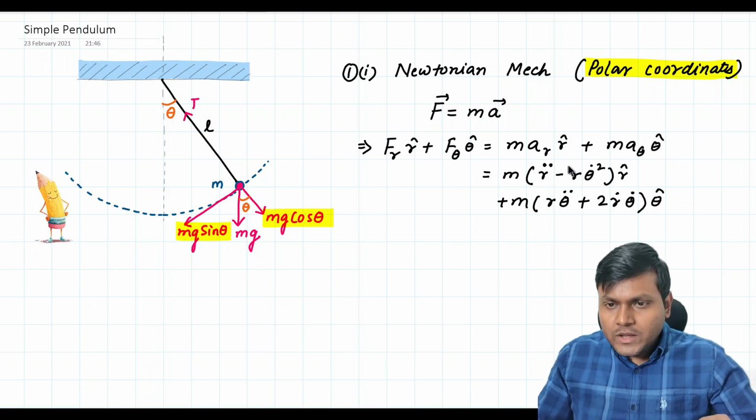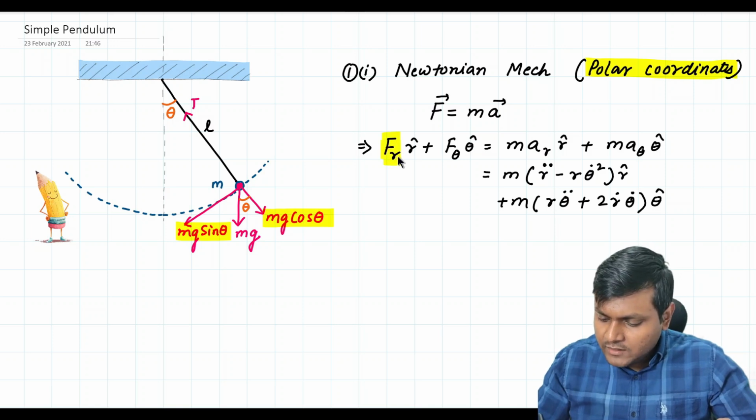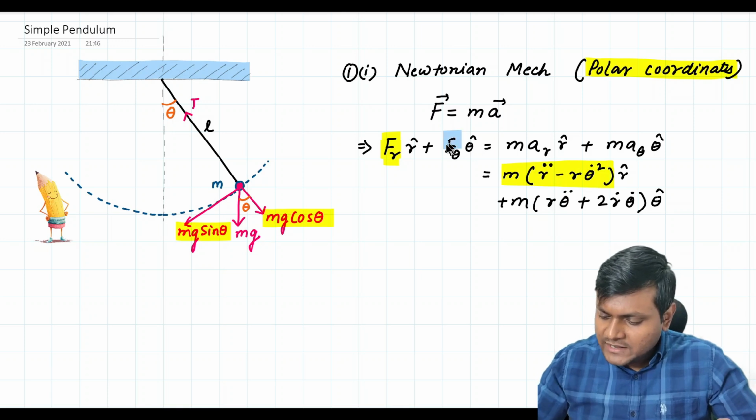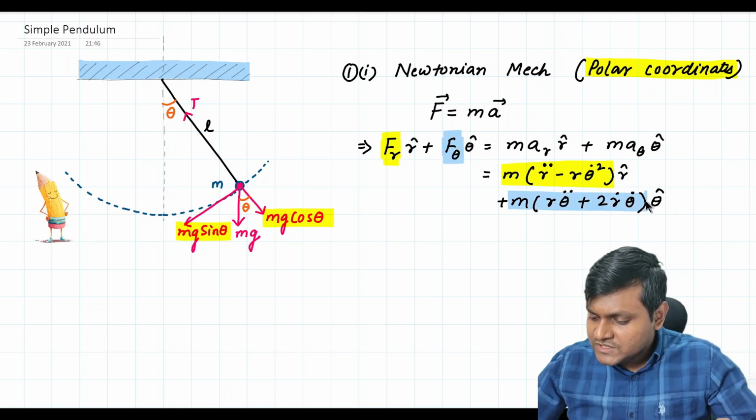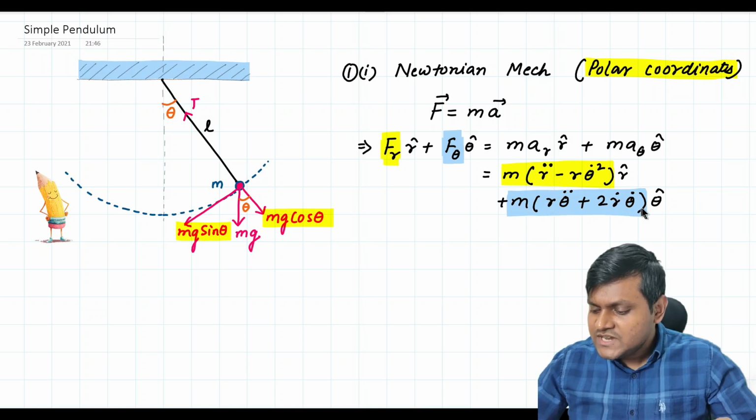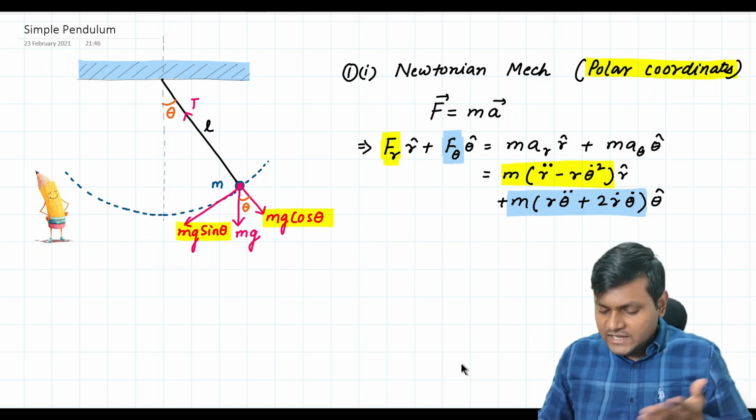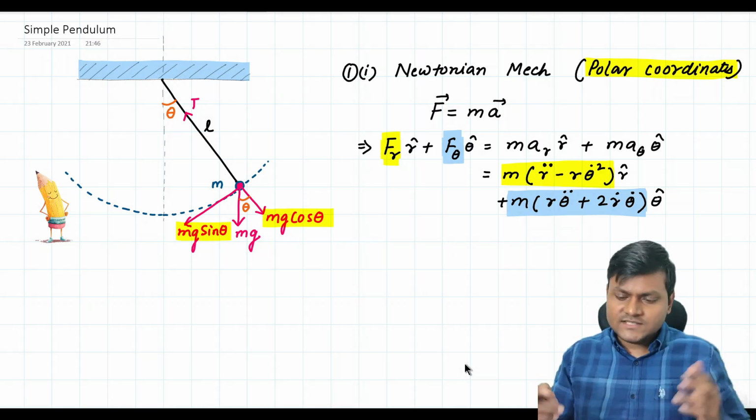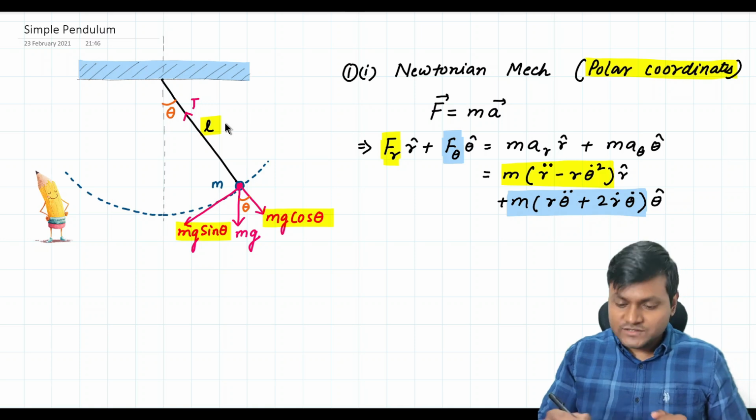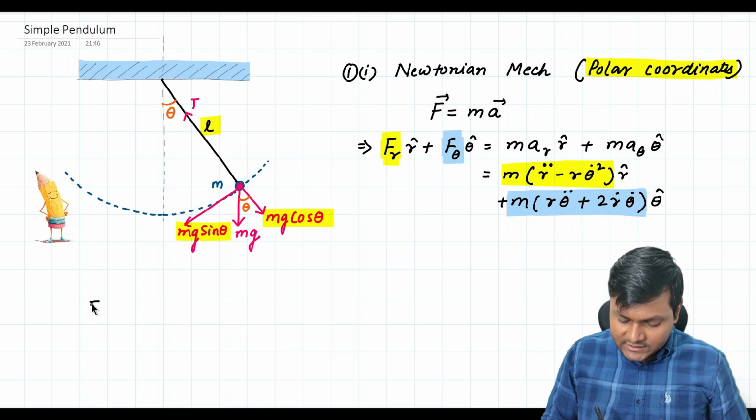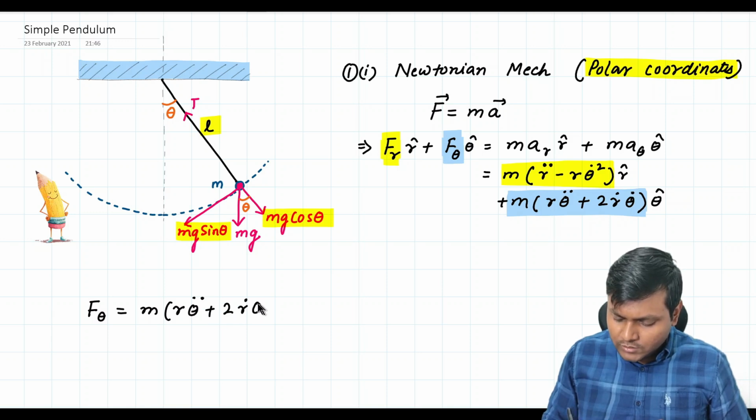Now, if you look at the force Fr, which is equal to this particular term, and F theta, which is equal to this particular term. You must understand from the diagram itself that Fr is not creating any kind of motion because the radial distance of the pendulum is not changing. L is a constant of time. So the only thing we are interested in here is the relationship F theta equals m (r theta double dot plus 2 r dot theta dot).